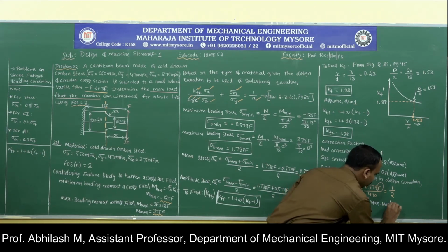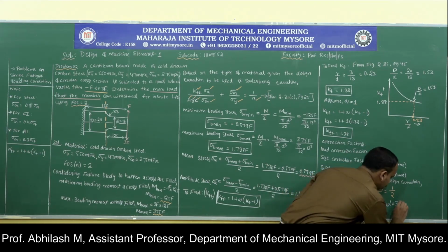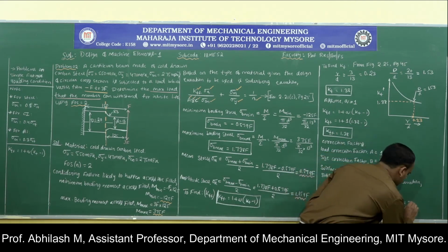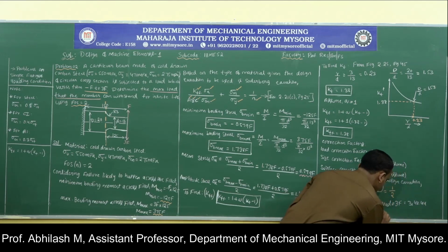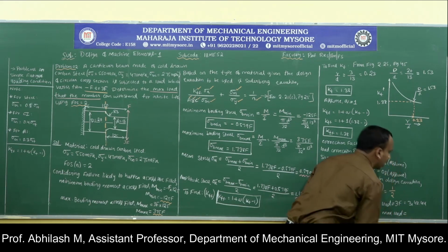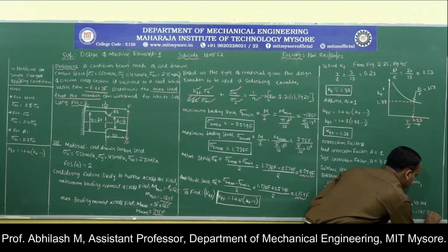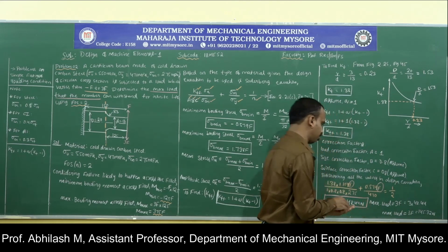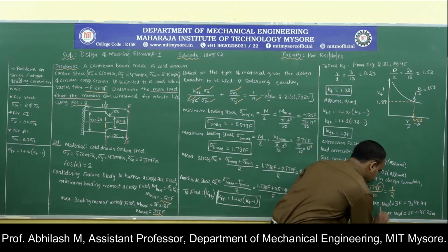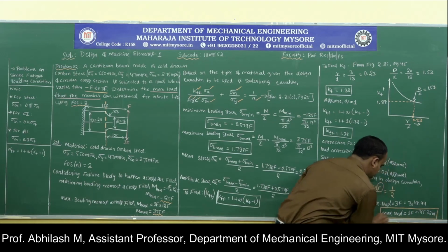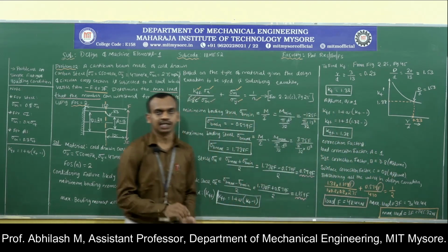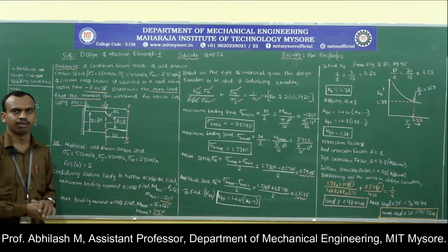The maximum load will be equal to 3 times F. So, 3 times 48.44. Therefore, the maximum load that is acting on the machine member, that is 3F, is equal to 145.32 Newton. So, this is the maximum amount of load that is acting on the given member.